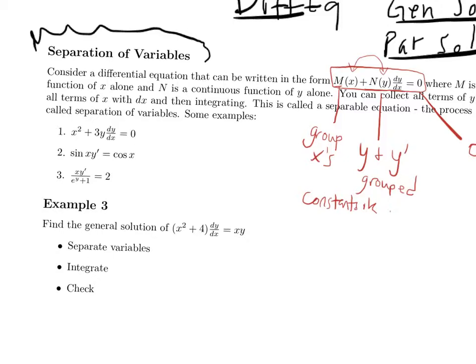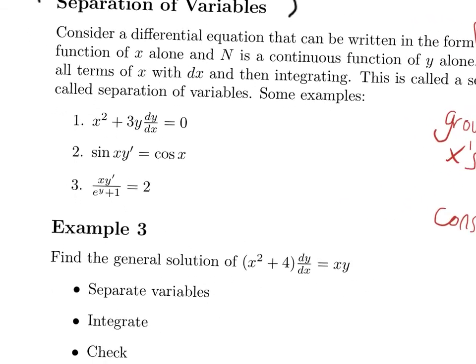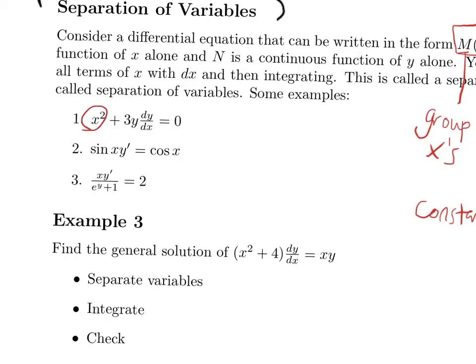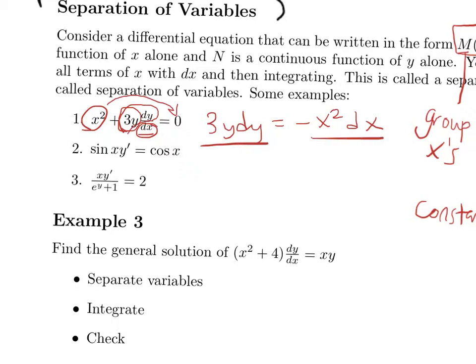All right, so we have, again, like we just said, all of our x's together here. We have all of our y's together here, and we have a dy dx. When we do that, we can write all the y's together with the dy, so 3y dy. We can move the x squared to the other side and multiply by dx. So now we have a function of y with a dy on the left side and a function of x with a dx on the right side, and that's going to be useful to us.